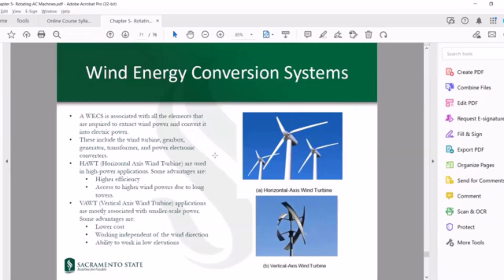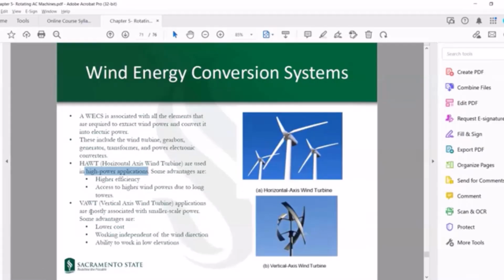So horizontal turbines are used in high power applications. When we're talking about wind farms, the big wind farms that generate a lot of power, most of the turbines in those wind farms are HAWT. Some of the advantages associated with these wind turbines are that they have higher efficiency because they are elevated above the ground. When you go to higher elevations, there is more wind power than at the surface. So they go high in altitude. They can provide higher efficiency and have access to higher power thanks to long towers.